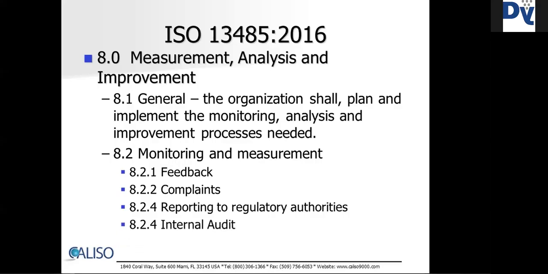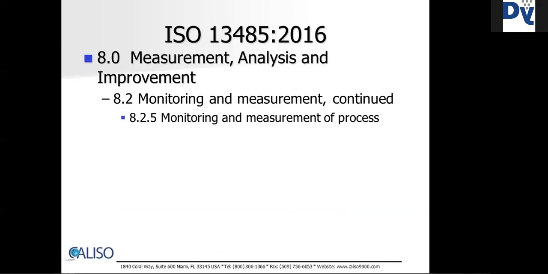Internal audits. Internal audits must continue to be planned, implemented, and records maintained. Monitoring and measurement of process. Monitoring the quality management system processes means regular internal audits and management review. Monitoring and measurement of product. There needs to be inspection and/or testing to verify that the product requirements have been met.